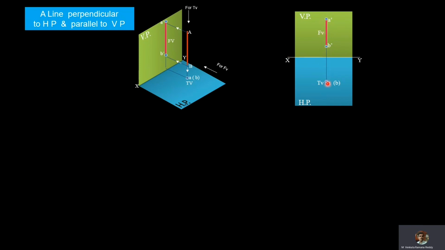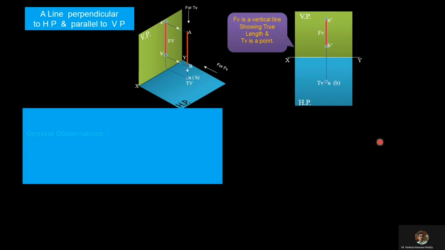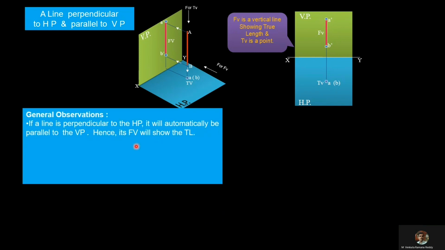Because the line is perpendicular to HP, it is a point on the horizontal plane. That is, if a line is perpendicular to the HP, it will automatically be parallel to the VP. Hence, its front view will show the true length. Top view will be a point.